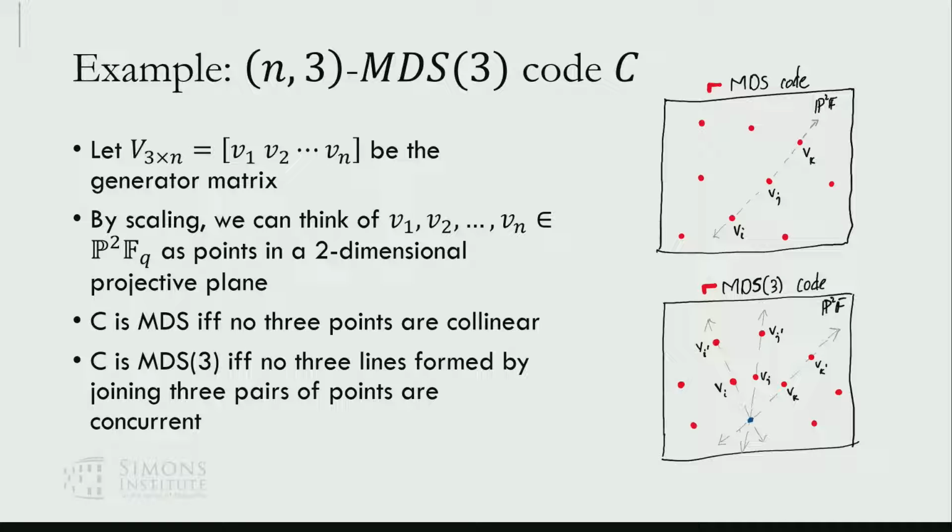What does MDS3 mean? It means the following thing. Firstly, they should be MDS, which means no 3 are collinear. And the additional property is that now you join pairs of points. So you join all pairs, and you get n choose 2 lines. So this is one line which is passing through 2 points, another line. These lines should also be generic. What that means is no 3 lines should intersect at the same point. So it's one extra order of genericity that you would need.